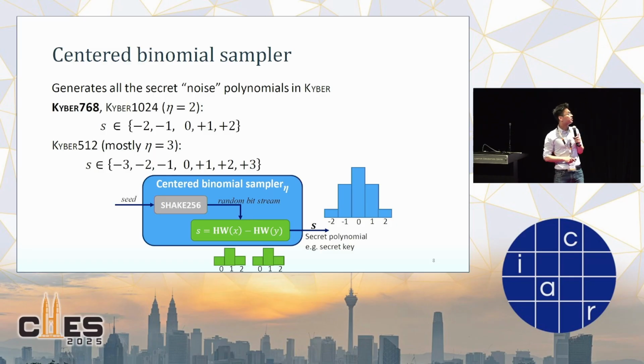And there's this parameter eta in the centered binomial sampler that controls the bit length of the variables x and y. In Kyber 768 and Kyber 1024, this eta parameter is set to 2. As a result, the output s has a range between -2 and +2. And for Kyber 512, this eta parameter is slightly larger, and as a result, we have a slightly larger output range of -3 to +3. But in this talk, I'm going to focus on Kyber 768.